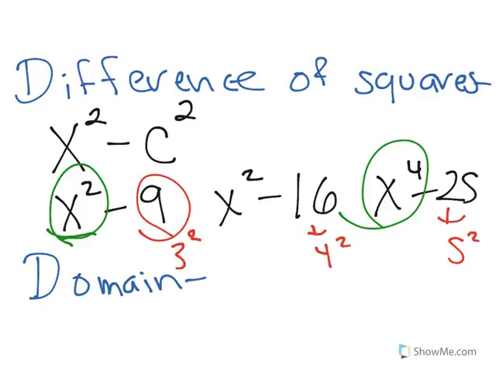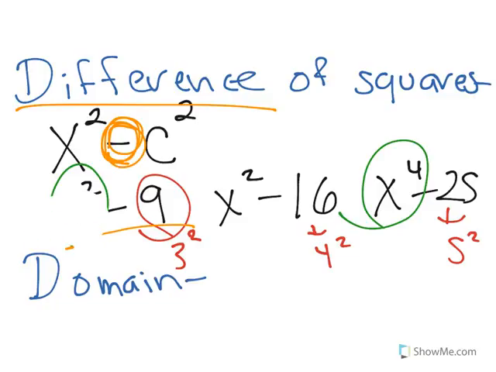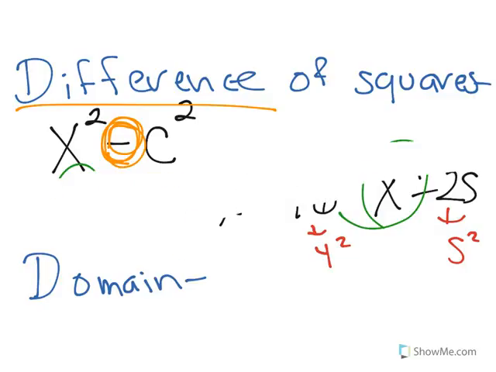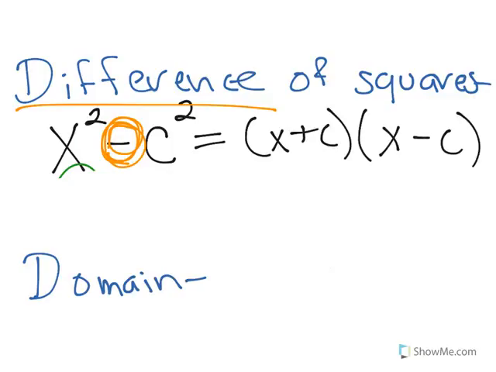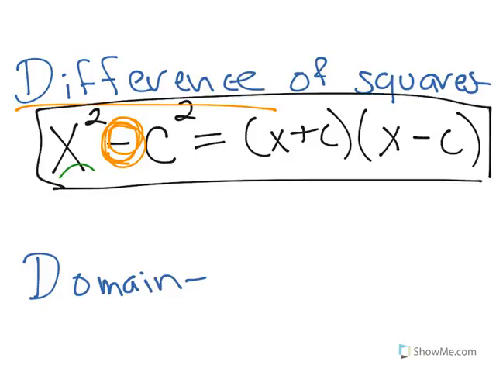However, something very important to notice is that it's the difference. So there must be a minus between the two terms. Without the minus, it doesn't work. So what about this? What's special about this case? Well, the special thing about this is that you can factor out a difference of squares into x plus c times x minus c. And that is always true. So this is very important.